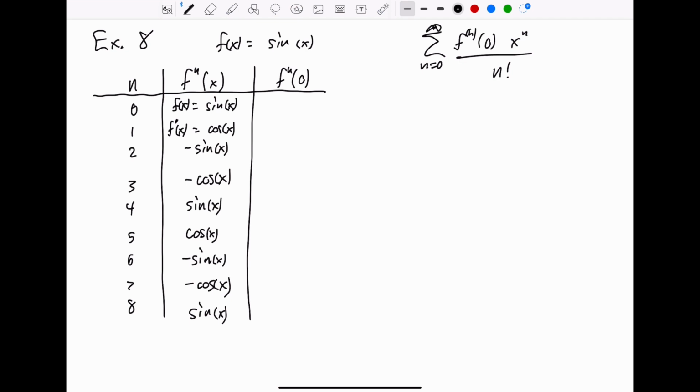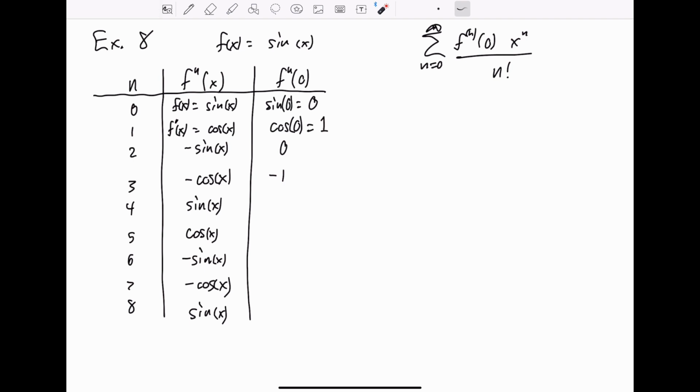We're taking all of these derivative values and plugging in 0 for x to get this next column. So we're going to look at sine of 0. Sine of 0 is 0. Next, cosine of 0, that's the first derivative at 0. Cosine of 0 is 1. Negative sine of 0, that's 0. Negative cosine of 0, negative 1. And now we have the same pattern repeating. So 0, 1, 0, negative 1.